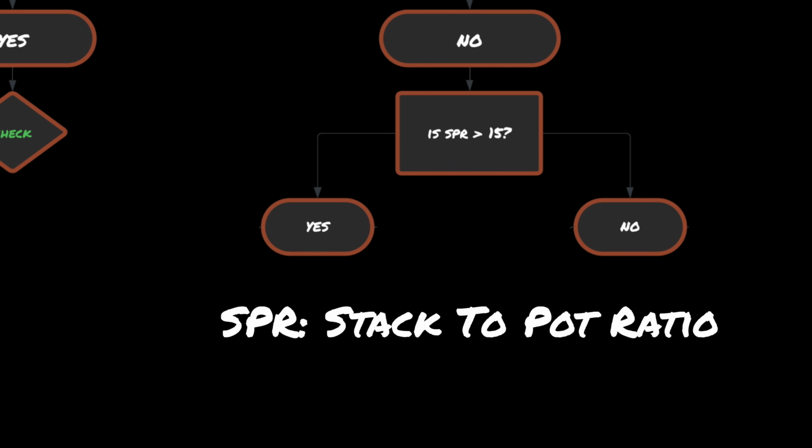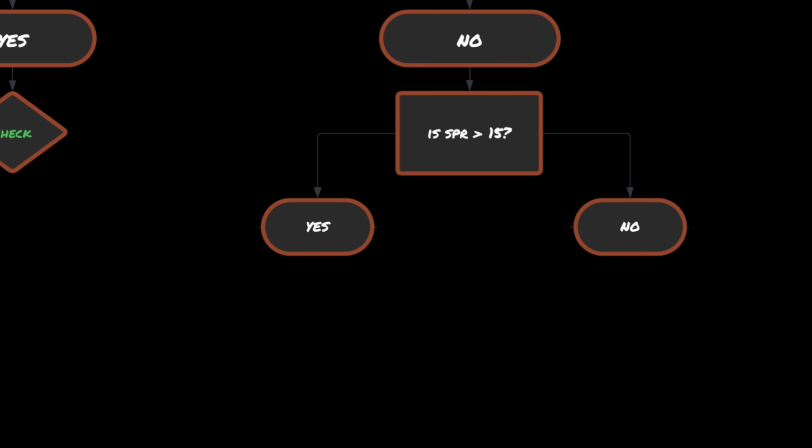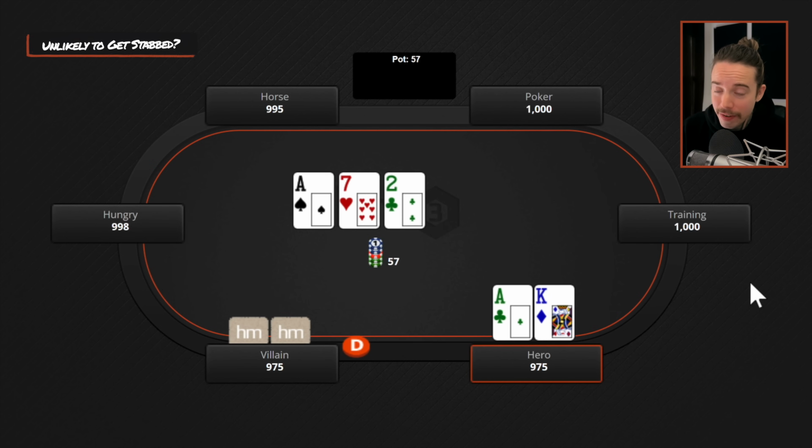And SPR simply means stack to pot ratio, and we can get this number by dividing the effective stack size by the amount of money currently in the pot. So let's go back to the board here. And we see here 975 divided by 57. Well, we don't need the exact number, but this is greater than 15. It's probably about 17, something like that.